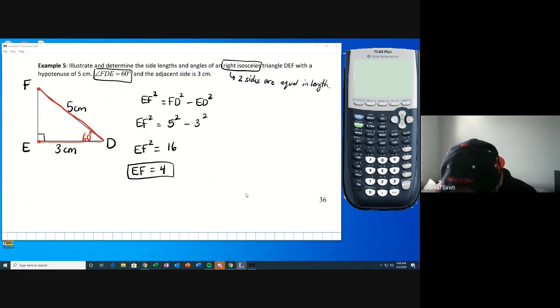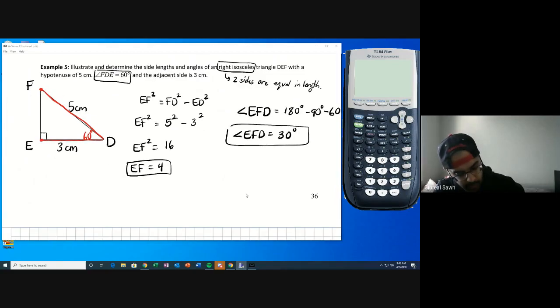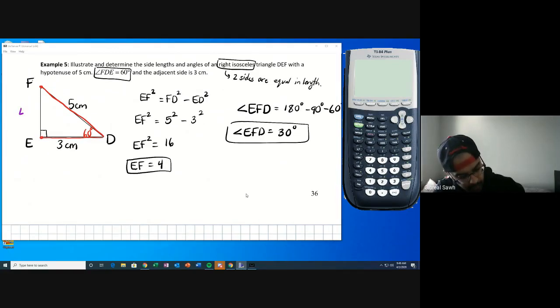We also need to go find that other angle, so we need to locate angle EFD. Okay, I know the other two angles: one of them is 90, the other one is 60. So that angle is going to be equal to taking 180 degrees and subtracting the other two. So I know I've got a right angle of 90. I know I have another angle of 60. So angle EFD in total is going to be 30 degrees. Okay, so we've found everything. So if you want, you can even label it on your picture. That was 4, and this angle inside is going to be 30.